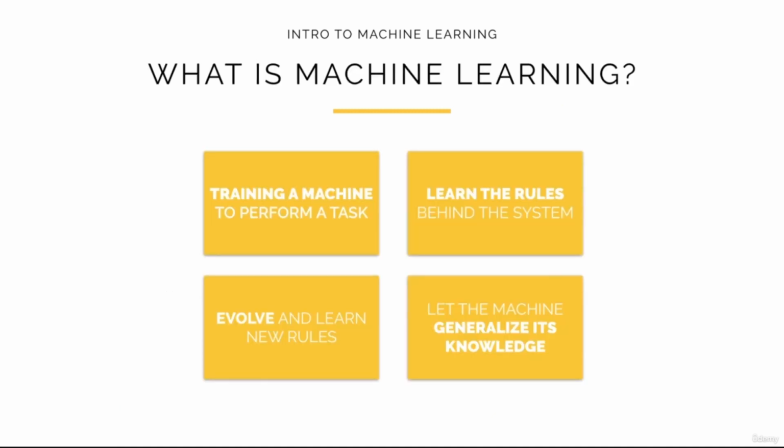So, what is machine learning? Well, the general purpose of machine learning is that you train a machine to perform a task, and this machine will learn the rules behind the system. This is really cool because you don't need to write up all the individual rules, and you don't need to keep changing them. Your system is going to learn the rules, and it can actually evolve with time and learn new rules as things change. And ultimately, you're letting a machine generalize its knowledge.